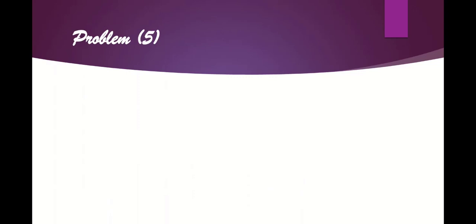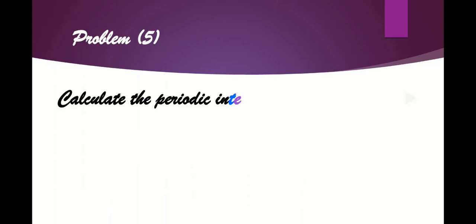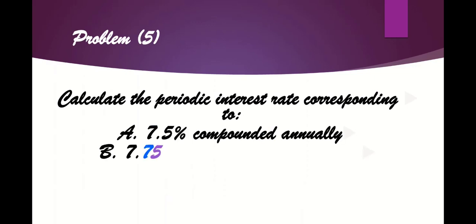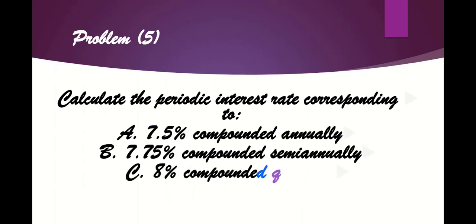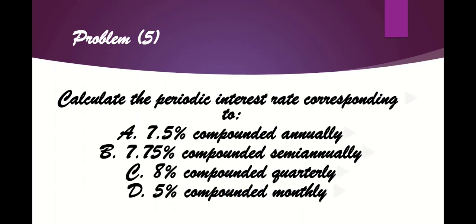Problem number 5. Calculate the periodic interest rate corresponding to 7.5% compounded annually, 7.75% compounded semi-annually, 8% compounded quarterly, 5% compounded monthly. So we need to calculate the periodic interest rate.